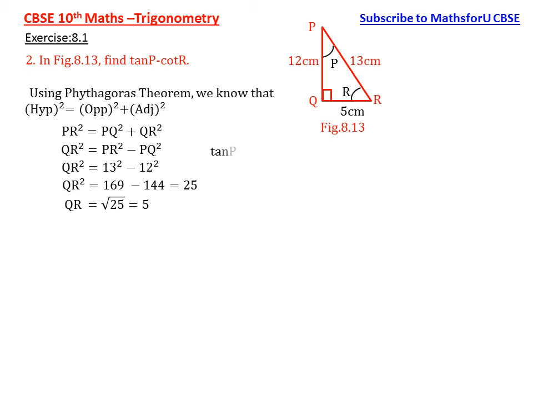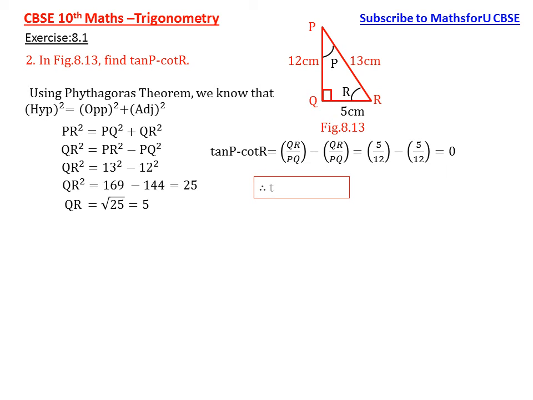Now we will write tan P minus cot R. Here P is the angle, so tan P will be opposite side by adjacent side. From here the opposite side is 5, that is QR, and the adjacent side is 12, so tan P is QR by PQ. The same way here R is the angle. Now the opposite side is 12, the adjacent side is 5. What is cot theta? Adjacent side by opposite, that is QR by PQ. So 5 by 12 minus 5 by 12, which is nothing but 0. Therefore tan P minus cot R is equal to 0.